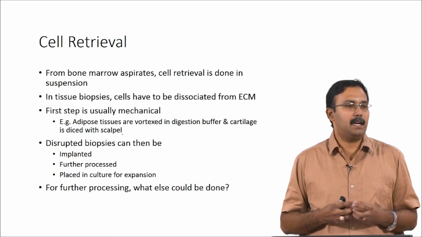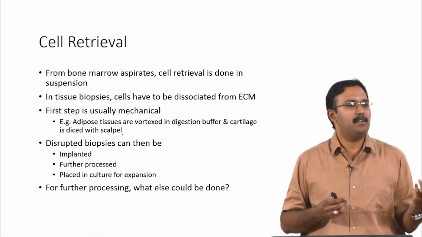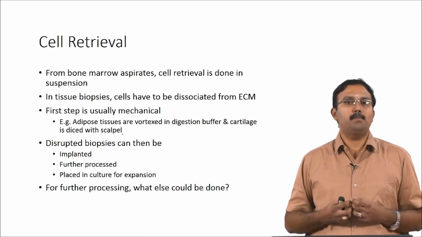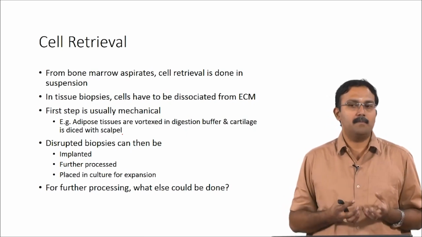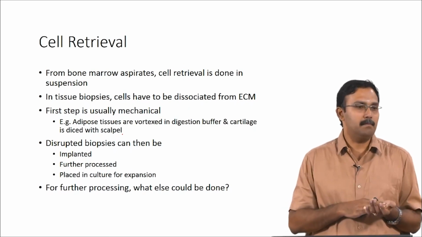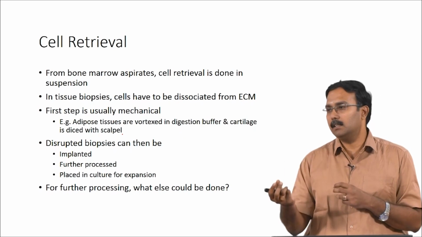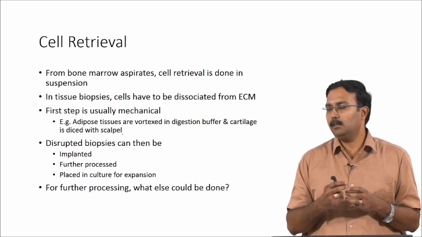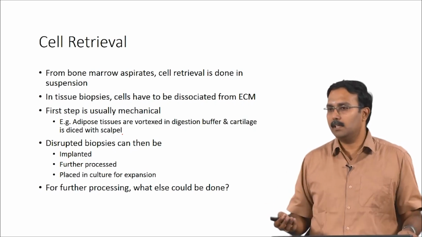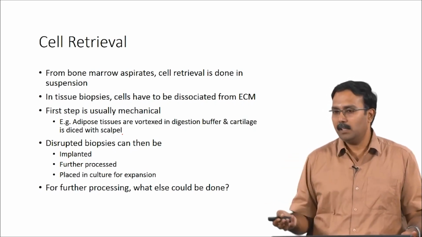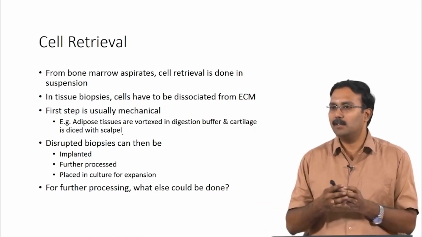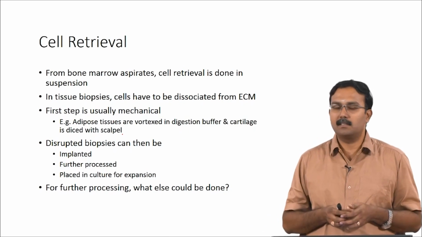Bone marrow aspirates are basically suspensions. So, cell retrieval can be done from these suspensions, whereas tissue biopsies have extracellular matrix attached with them, right. The cells are adhered to the ECM and you have taken out the tissue. So, now you need to make sure that the ECM is removed before you start working with the cells. Okay. If you only want the cells, you do not need the ECM. So, this is the opposite of decellularization. You need to remove the ECM without damaging the cells.